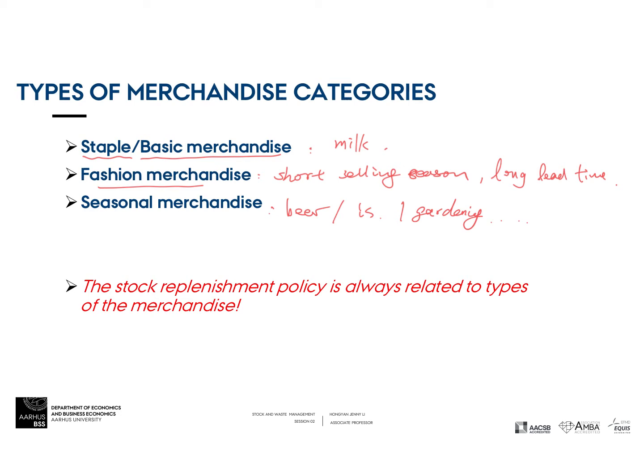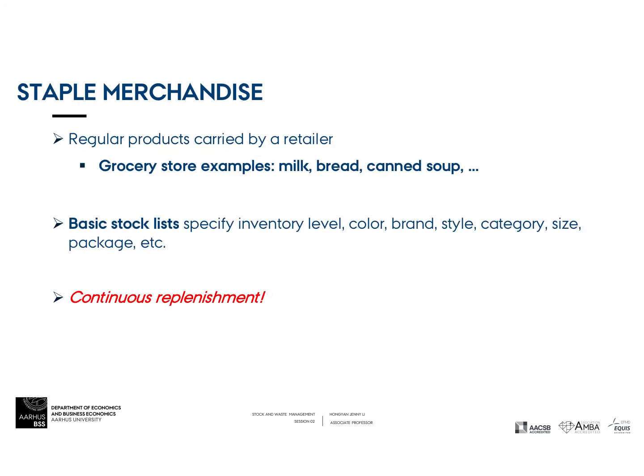So here we'll just quickly remind you the stock replenishment policy is always related to the types of merchandise. So regarding different types of merchandise, you should have different inventory control or replenishment policies. The staple merchandise, so regular products carried by a retailer, you can basically sell for multiple years, or a regularly longer selling period.